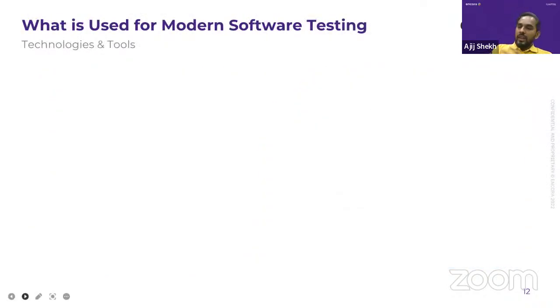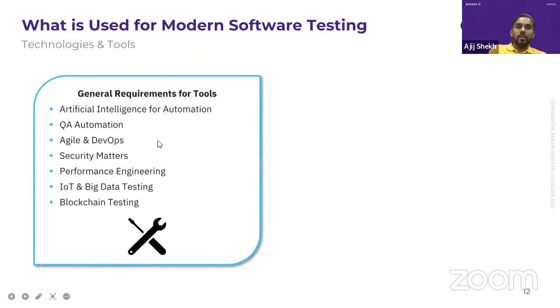What tools and technology? Let me explain very easily, not in a very detailed view, because there are many tools and technologies available in the market, and most probably any QA can go to Google and find lots of tools. But I'm explaining what main tools are available in the market.